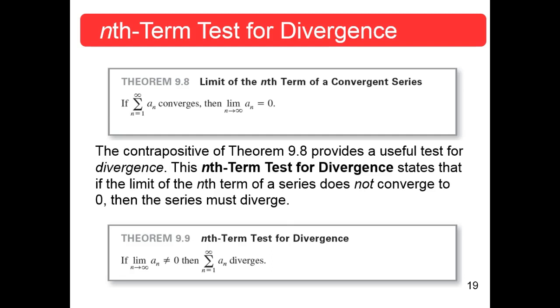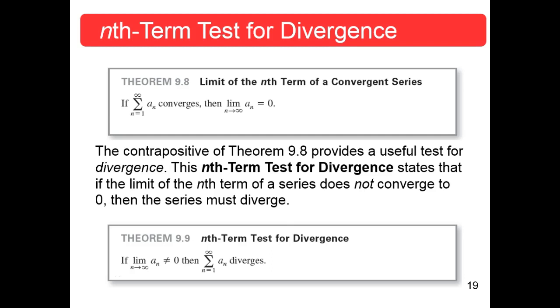So if the sequence of those terms does not go to 0, there's no way that series can converge. No way. Now, just because that nth term goes to 0 doesn't guarantee you have convergence. But if that nth term is not going to 0, there's no way it's going to converge. Now, the contrapositive of this provides a useful test for divergence. Contrapositive means you're saying the opposite thing in kind of the same way. This is the nth term test for divergence.